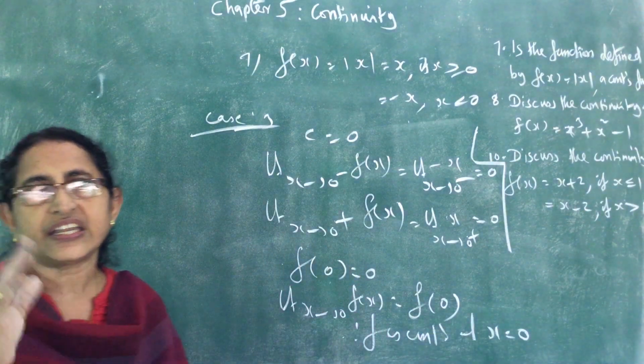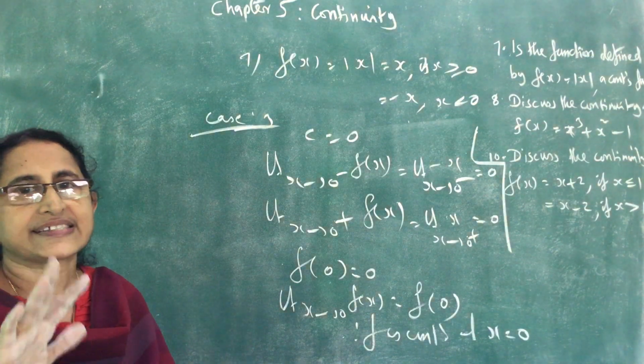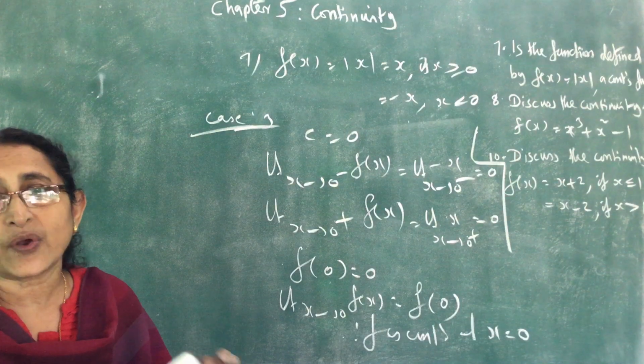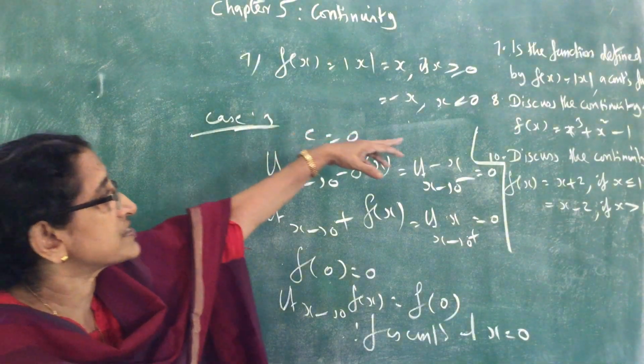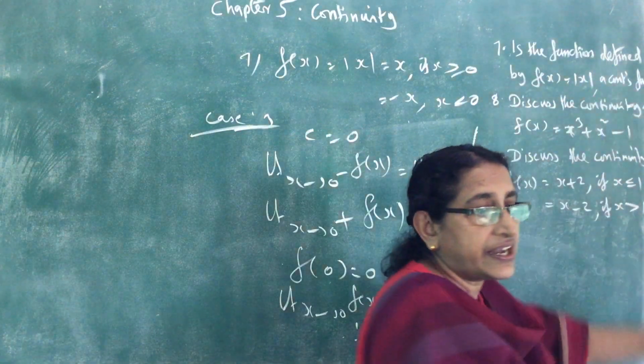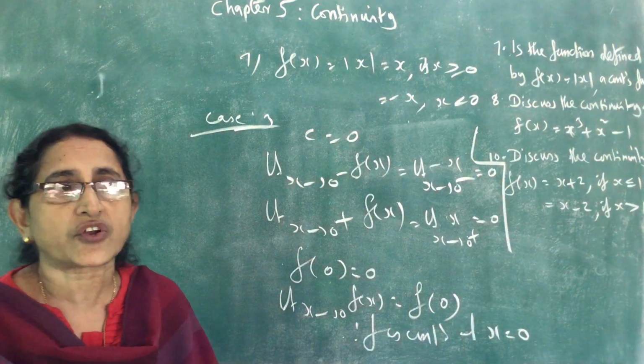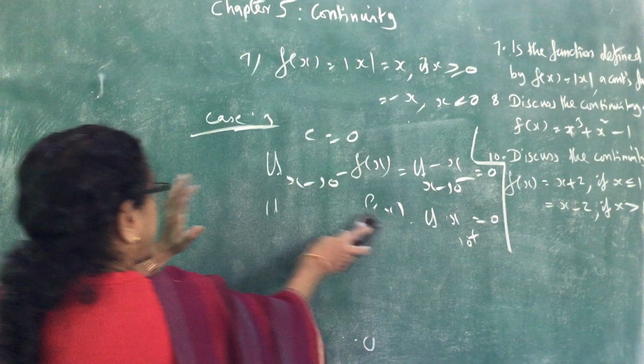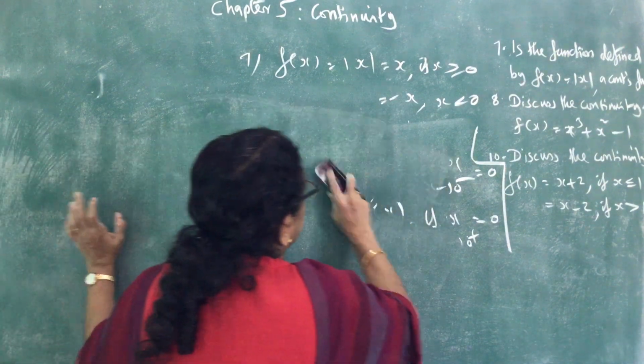So we check the continuity when x is less than 0, x is greater than 0 and x equal to 0. So the function is continuous everywhere. Therefore the given function f of x equal to modulus x is continuous at all points of the domain. So like that we have to check the continuity. Three cases we have to consider.